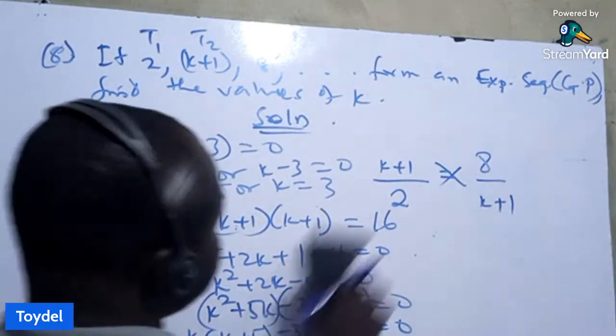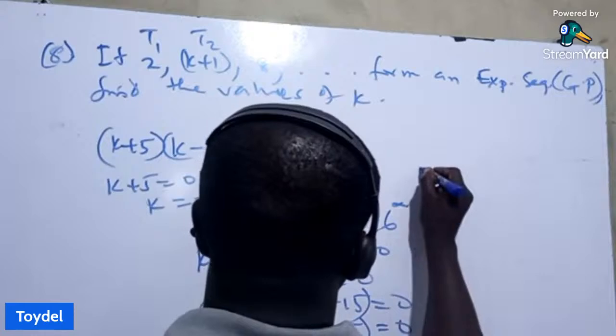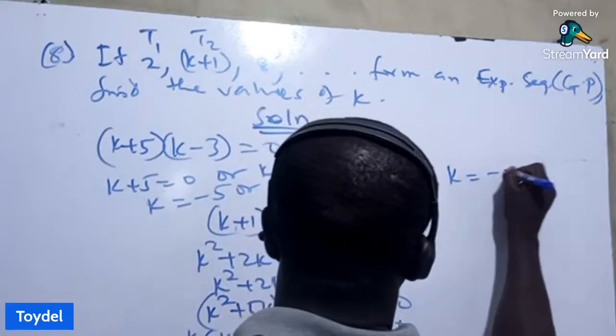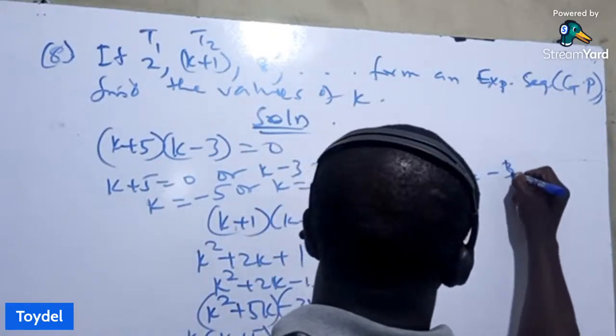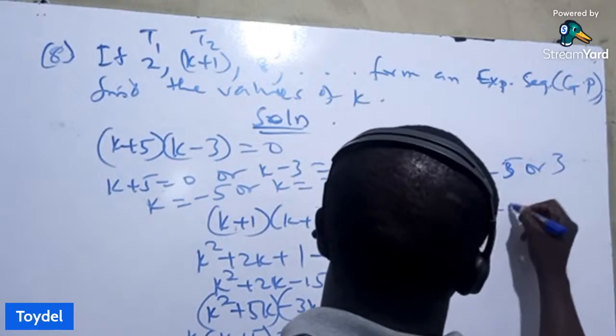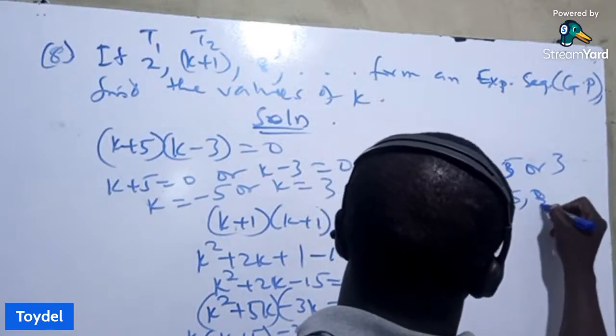Finally, the two values of k are minus 5 or 3. It can be written as minus 5 comma 3.